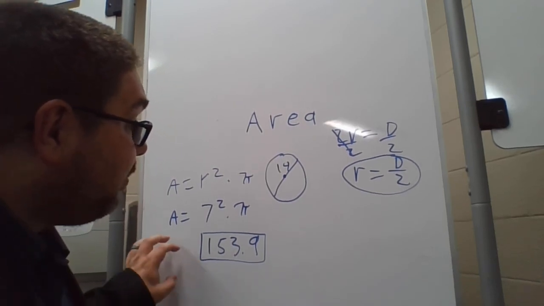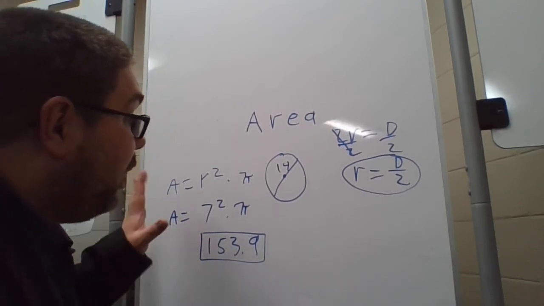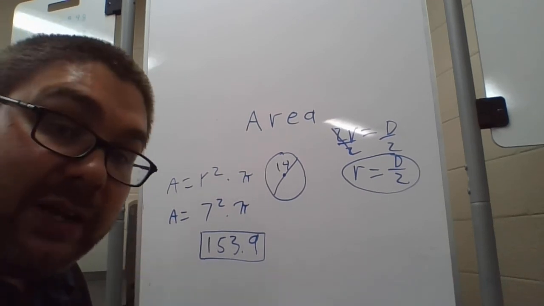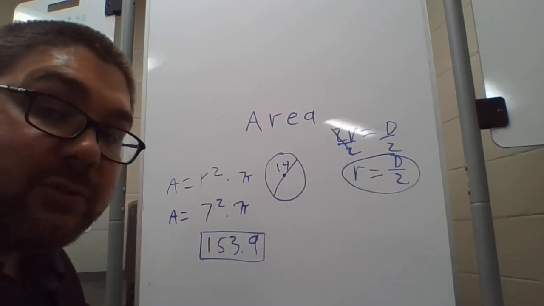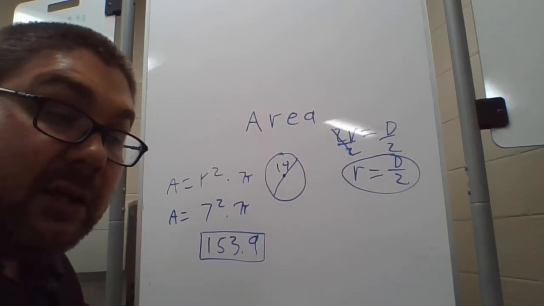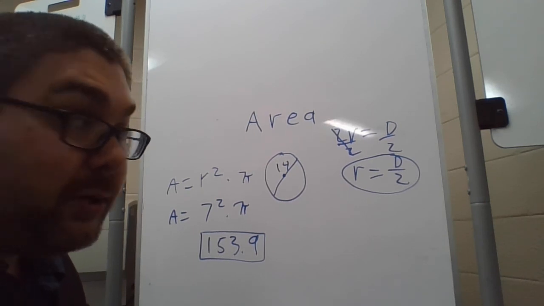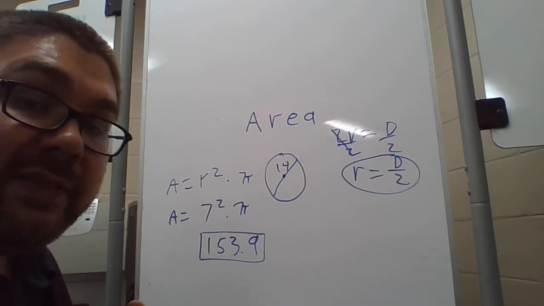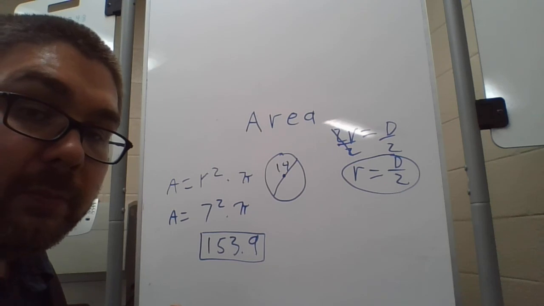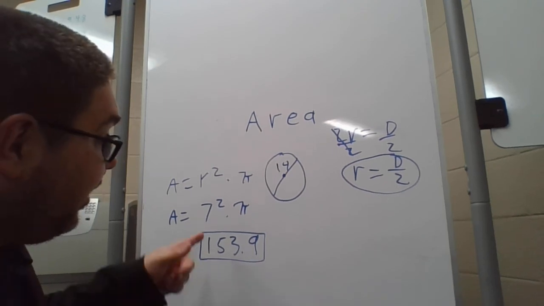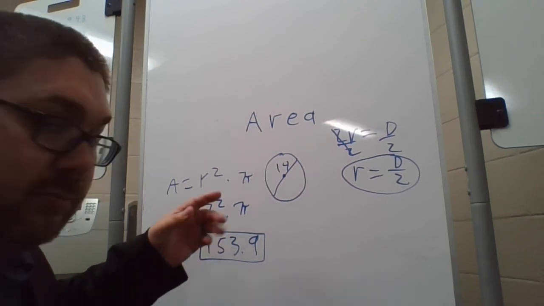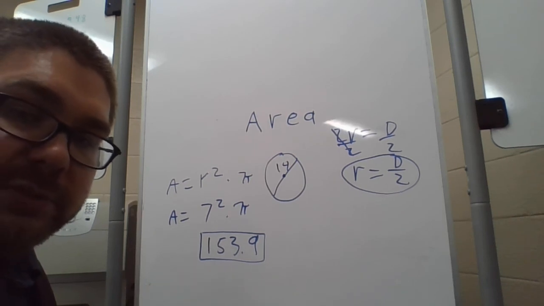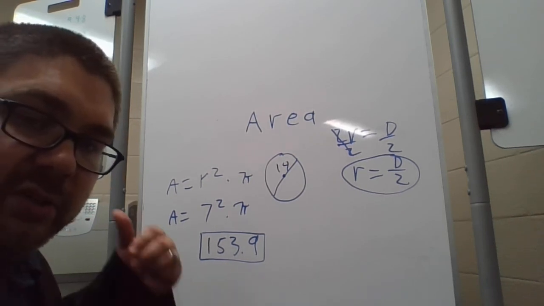So this is number 34. When you're finding area, radius squared times pi. If they give you only a diameter, you're going to need to divide that diameter by 2. That gives you the radius. Now you do radius squared times pi. Get an answer. You're done.